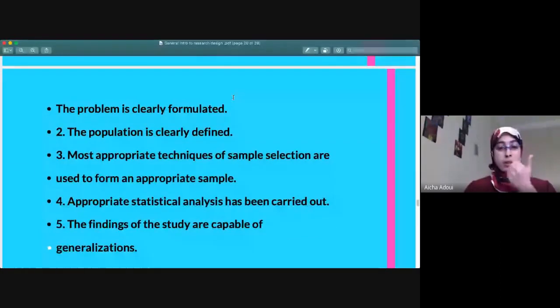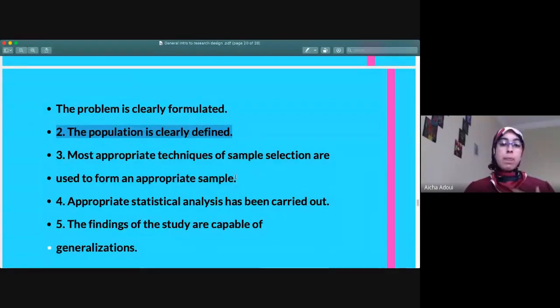First, the problem has to be clearly formulated and clearly stated. What is your problem in the research? The population is clearly defined. Who is your targeted group of people that you want to analyze or that you would like to acquire data and information and insights from?